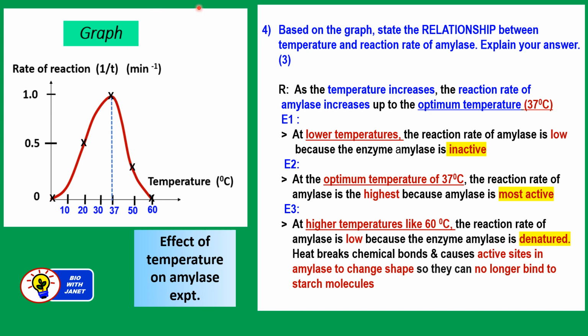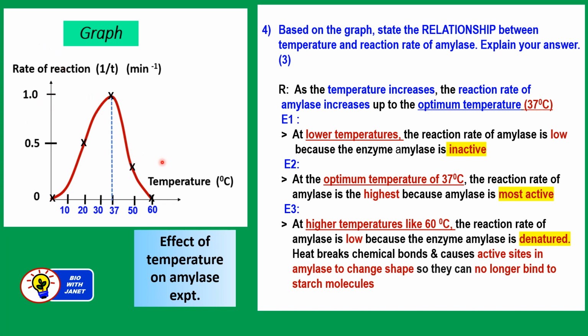So let's answer this question. Based on the graph, state the relationship between temperature and reaction rate of amylase, and then explain your answer, 3 marks. Let's say we have drawn a graph of the rate of reaction of amylase against temperature. So now we are going to state the relationship. You look at the graph, it's bell-shaped.